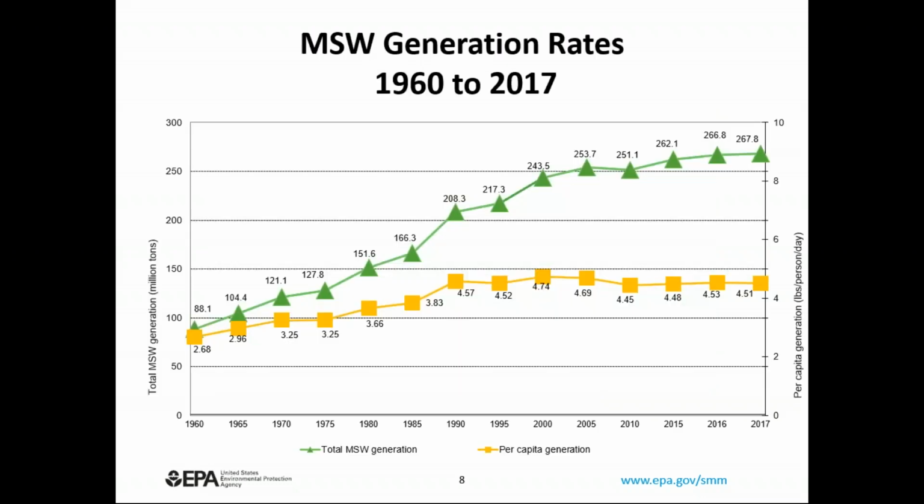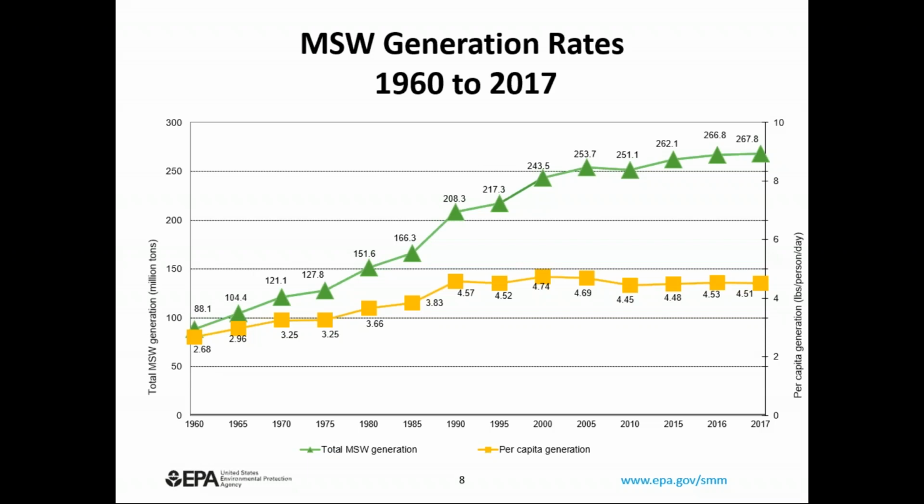So now we're going to look briefly at MSW generation rates over the years. As I mentioned earlier in my presentation, EPA has been collecting this data for 30 years. However, we do have data from 1960. So this chart nicely tabulates how the MSW generation rate has gone up from 1960 to 2017.